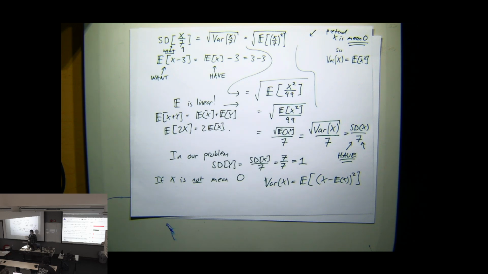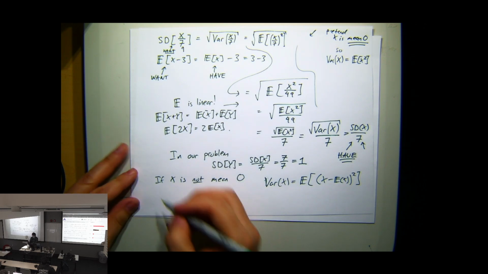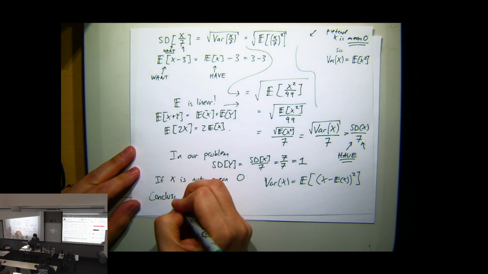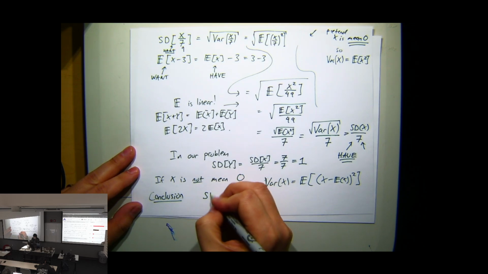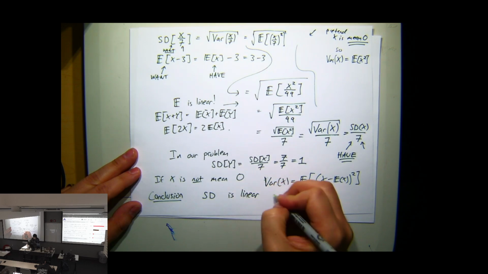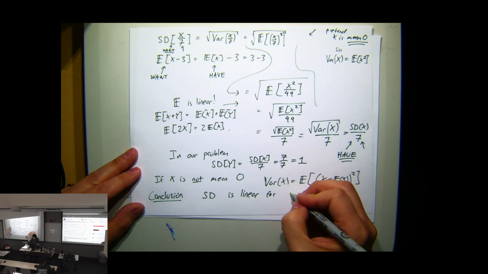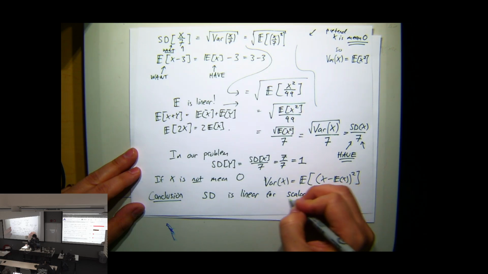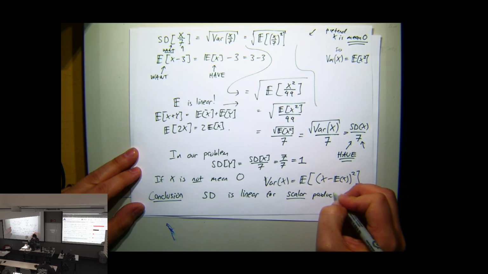Yeah? So is the standard deviation also linear, or is it just a coincidence this time? The standard deviation is not linear for sums, but it is linear for dividing by a constant. So maybe this is the conclusion: the standard deviation is linear for, let's say, scalar products. That means multiplying or dividing by a constant.